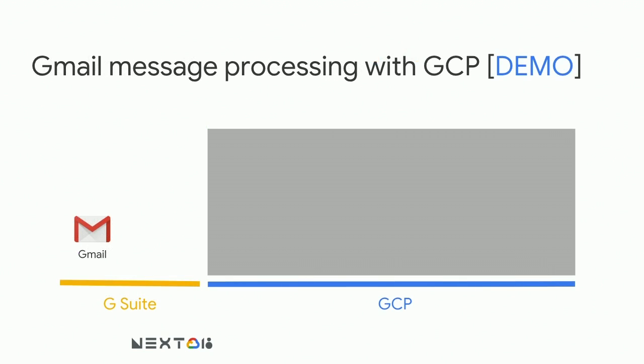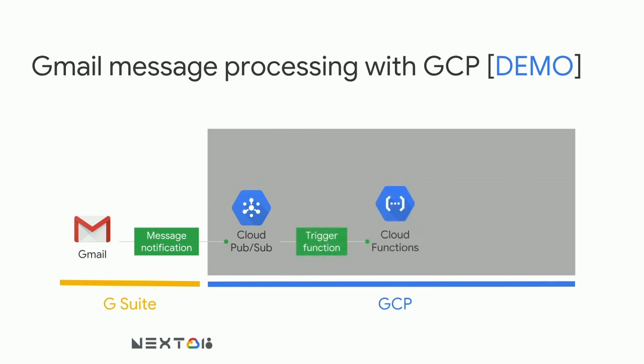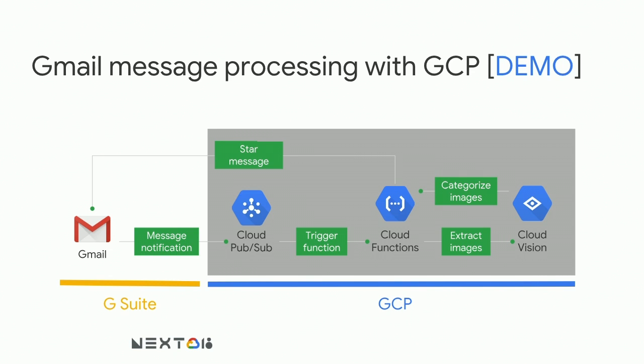So walking through this process in terms of what happens when a message actually arrives in the recipient's inbox. Once that message arrives, a message notification is kicked off to a pre-configured Cloud PubSub topic. That Cloud PubSub topic is then used to trigger a Google Cloud Function. And that Cloud Function can then retrieve the contents of the email from G Suite, from Gmail. So if there are any images in that email, they are extracted and sent off to Cloud Vision, which then categorizes those images and returns the results back to that invoking Cloud Function. Now, if the proper category is present in that list of categories, then the message is marked as starred using the Gmail API.